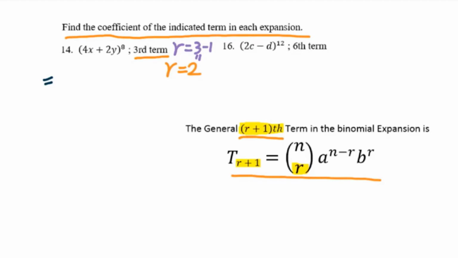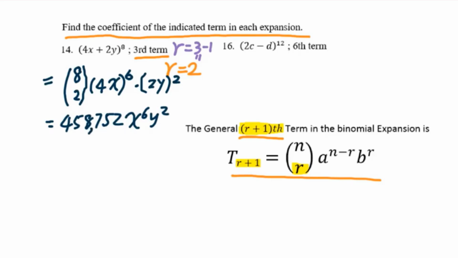Therefore, you will get 8 choose 2. 4x, you do 8 minus 2 is 6 power times 2y to the 2nd power. Then we put it into the calculator, you will get 458,752x to the 6th power y squared. That's the third term.